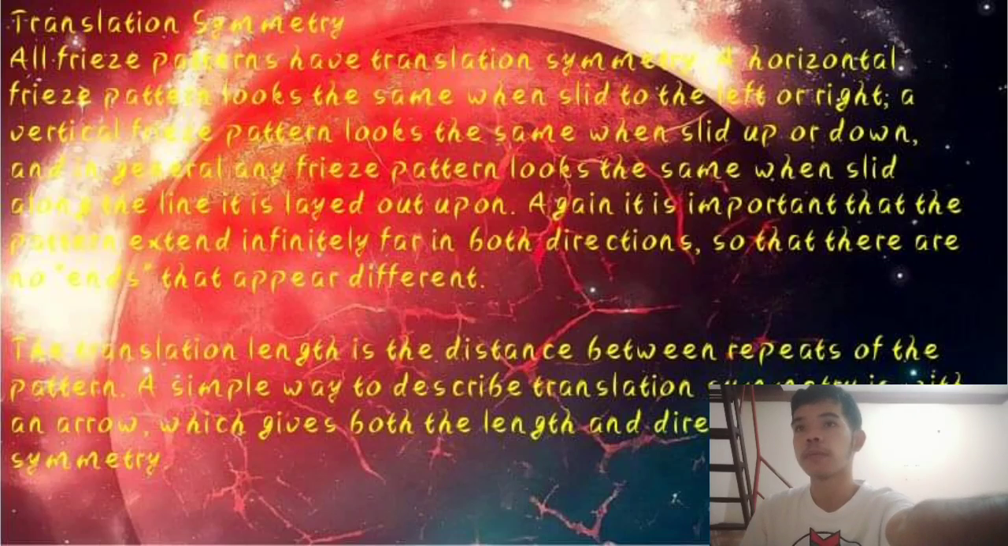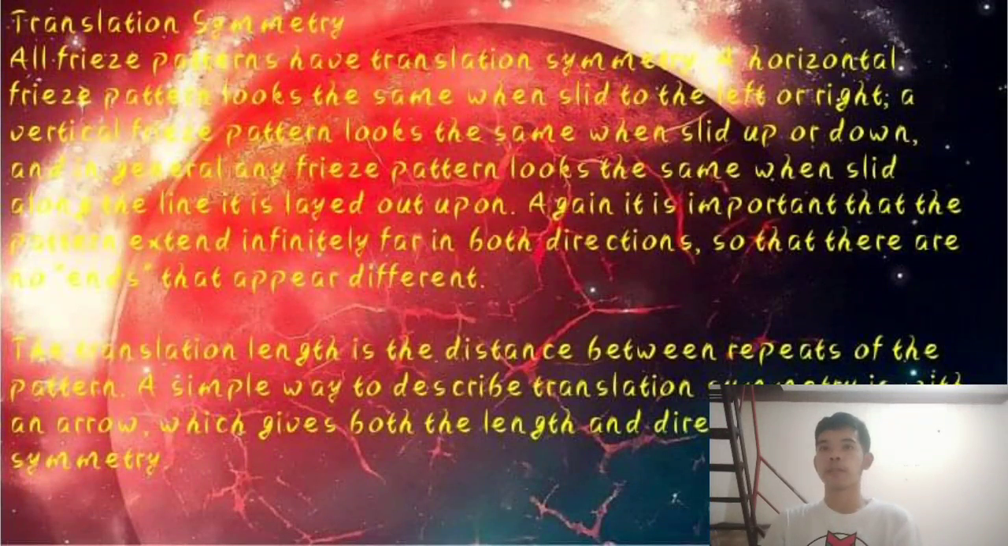Translation symmetry. All frieze patterns have a translation symmetry. A horizontal frieze pattern looks the same when slid to the left or right. A vertical frieze pattern looks the same when slid up or down. And in general, any frieze pattern looks the same when slid along the line it is laid out upon.